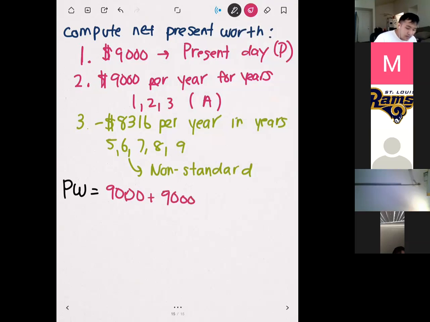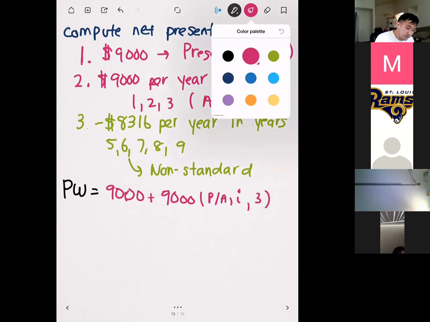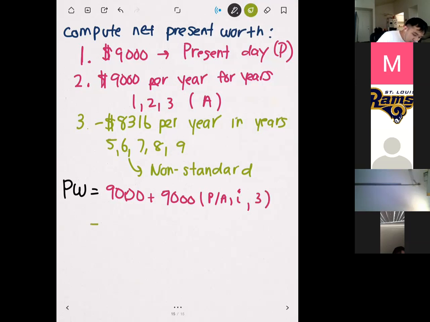Okay. And then to that, we're going to add the 9,000 uniform series that occurs on years 1, 2, and 3. So this is going to be 9,000 P over A, I, we don't know I yet, and 3. Okay. And then from this, we're going to subtract 8,316.